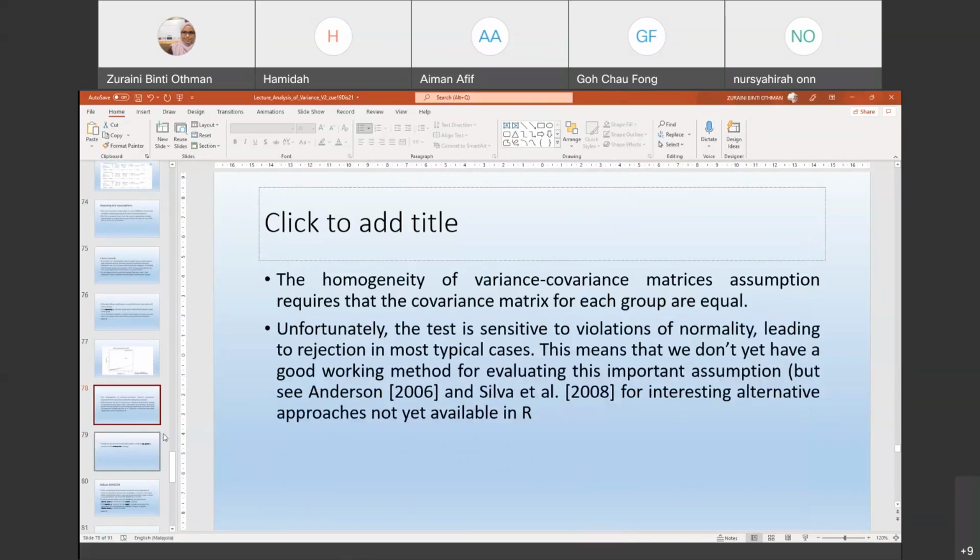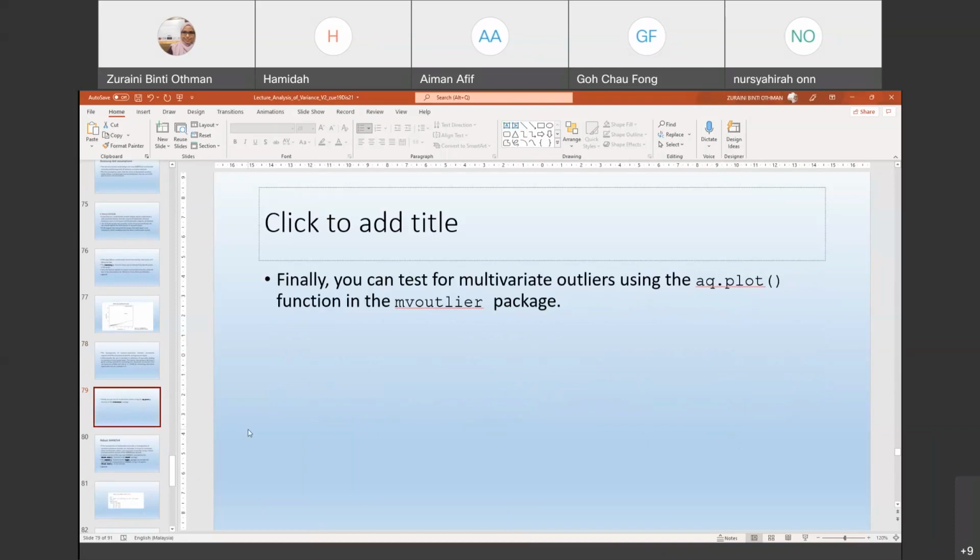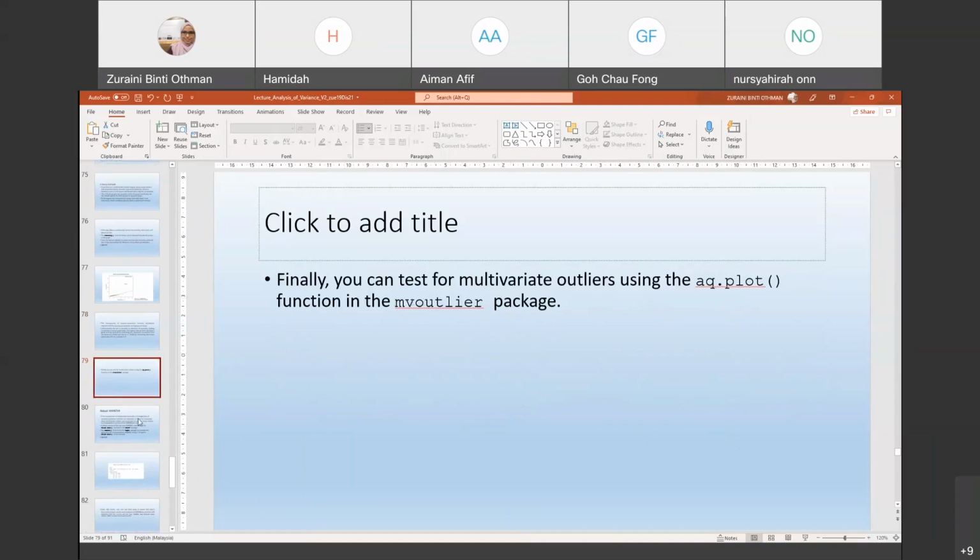And this is the homogeneity of variance-covariance matrix. Unfortunately, the test is sensitive to violation of normality, leading to rejection in most typical cases. This means that we don't yet have a good working method for evaluating this important assumption, so it is not yet available in R. This is the outlier analysis that we used just now using mvoutlier.